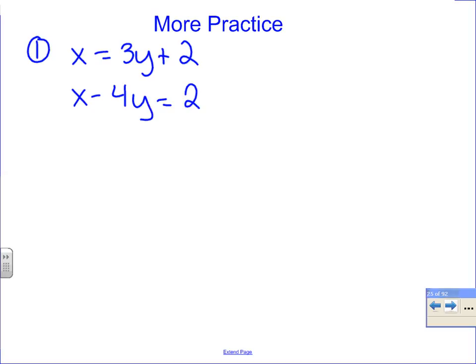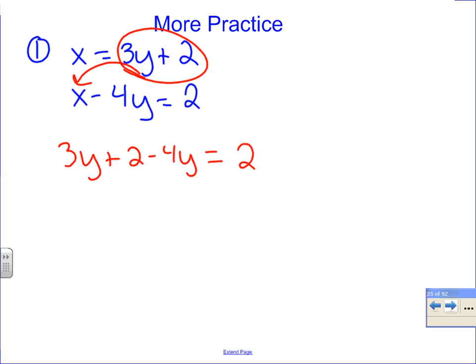Okay, what are we circling and where is it going? We're solving a system by substitution. Sage, if you do this with us, you should be fine. So what are we circling, Katron, and where is it going? Good, where's it going? Awesome. 3y plus 2, and that goes in for x. So you are substituting. If we were doing this on a proof, it would be substitution property. So we have 3y plus 2 minus 4y equals 2.